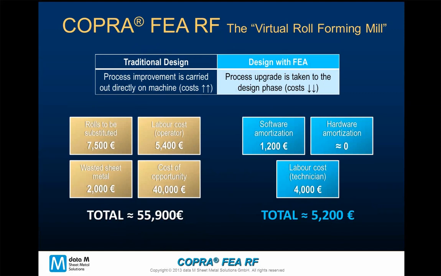Clearly, I'm being a little bit conservative, but for the profile we were just looking at, it's estimated that if we were working in the traditional method, the rolls to be substituted alone would have cost circa €7,500. And with that, the labour costs for testing, roll manufacture, replacement and so on would be circa €5,400. Let's now consider the weighted sheet material. Of course, maybe we got the strip width incorrect in the beginning, and we had to take a minimum order quantity from our supplier. So this would have cost circa €2,000.